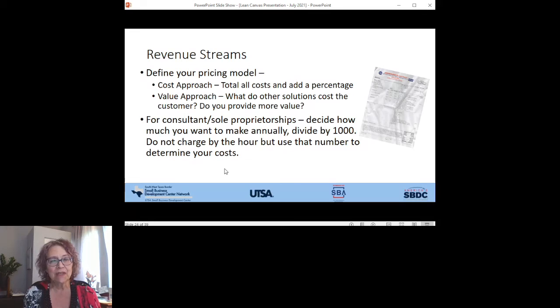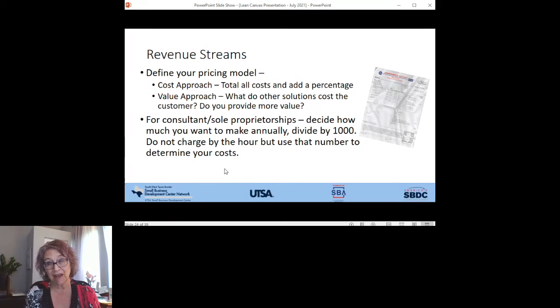And then for consultants and sole proprietorships, I kind of hit on this as a way to figure out how much you need to make. You decide how much you want to make annually, and then you divide that by 1,000. And that's how much you should be making per hour. Now, big caveat. If you can possibly avoid it, do not charge by the hour. You will always end up shorting either you or the customer.